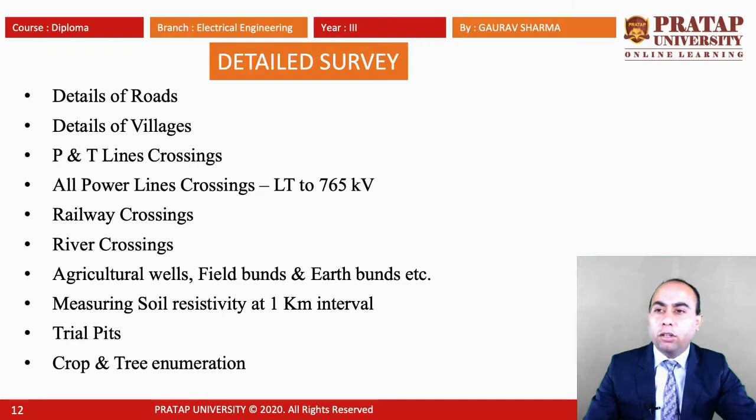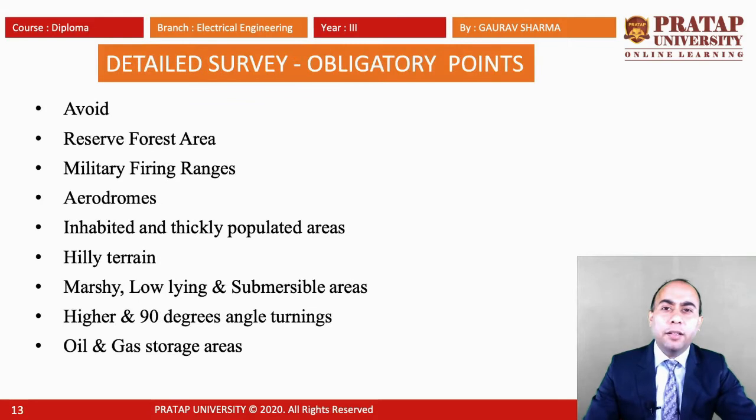Also the detail of roads, detail of villages, PNT line crossing, all power line crossing, railway crossing, river crossing, agricultural wells, field bunds and earth bunds, etc. Measuring soil resistivity at 1 kilometer interval, trial pits, crop and tree enumerations. All these things are considered in the detailed survey.